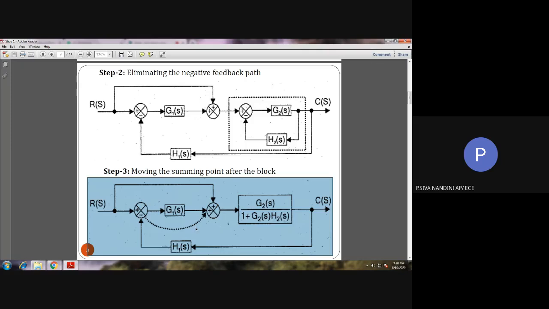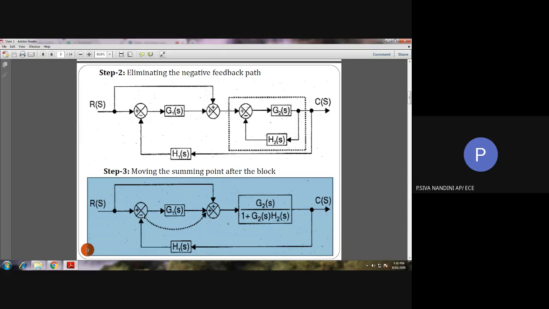Then what can we do? There is no series block, there is no parallel block, but there is a possibility of obtaining a parallel block, because here we have a summing point, and to this an input is given, and another input is given from here. So if we make some corrections in this path, we may be able to obtain a parallel block. That is, if the first summing point is moved after the second summing point, we may be able to get parallel blocks.